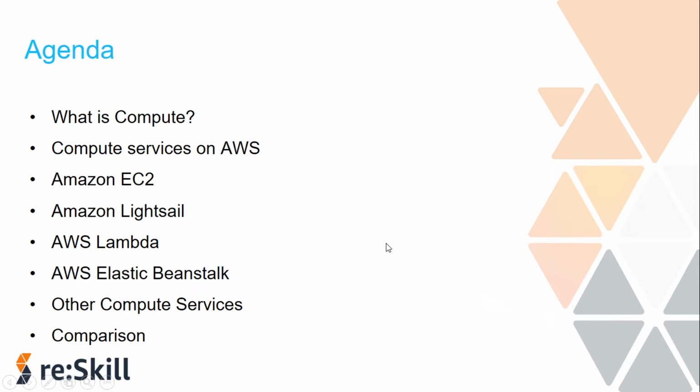Let me take you through the agenda for today's video. We'll begin by discussing what exactly is compute and what the different compute options available on AWS are. We'll focus on four compute services in this video: Amazon EC2, Amazon Lightsail, AWS Lambda, and AWS Elastic Beanstalk, and we'll have a quick overview of the other available compute services as well. Then we will talk about a quick comparison between all the compute options so that you can make a decision on which one is good for your use case.